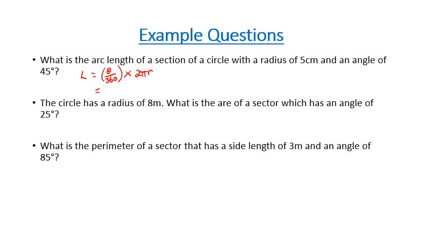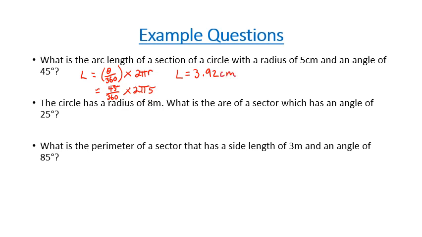In this particular case, our theta is 45 degrees, so 45 over 360 multiplied by 2 pi, and our radius is 5. Let's put that into our calculator. And that would give us an arc length of 3.92 centimeters.